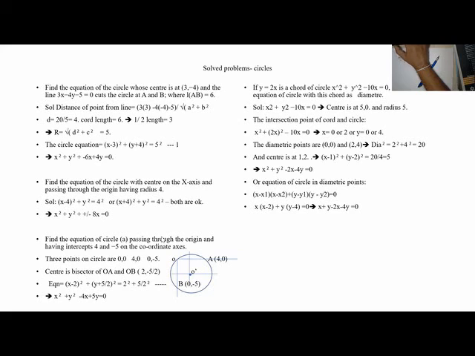Find the equation of the circle passing through the origin, and having intercepts 4 and minus 5 on the coordinate axes. So here 4, 0, and here 0, minus 5. So now we have 3 points on the circle: 0, 0, 4, 0 and 0, minus 5. One way is to put the center as x1, y1 and equate the distances between these 3 points to find the equation.